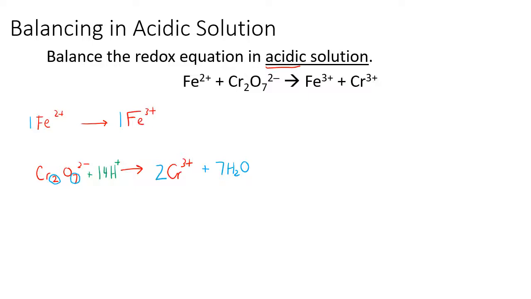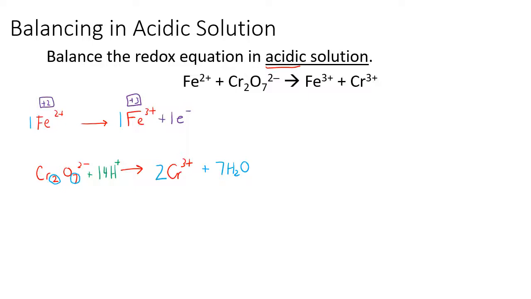Now we're going to balance by charge. In our first half reaction, we have a total of a +2 charge on the left, and a +3 charge on the right-hand side. We have to make our 2 charges the same by adding electrons. We can bring our +3 charge down to a +2 by adding 1 electron to the right-hand side.